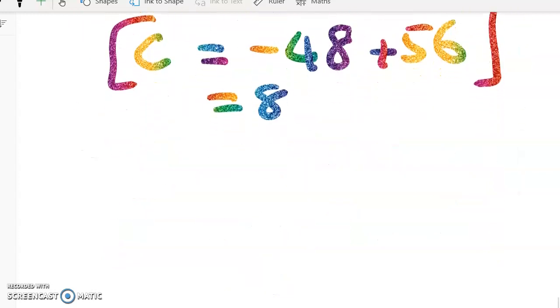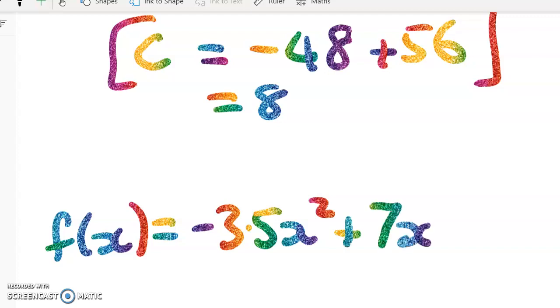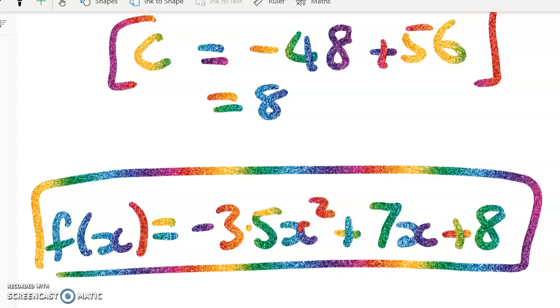So my final answer is that this is the function. So f of x is equal to negative 3.5x squared plus 7x plus 8. And you can chuck that into your graphics calculator or GeoGebra and have a look at it and satisfy yourselves that those 3 bullet points all work with that function.